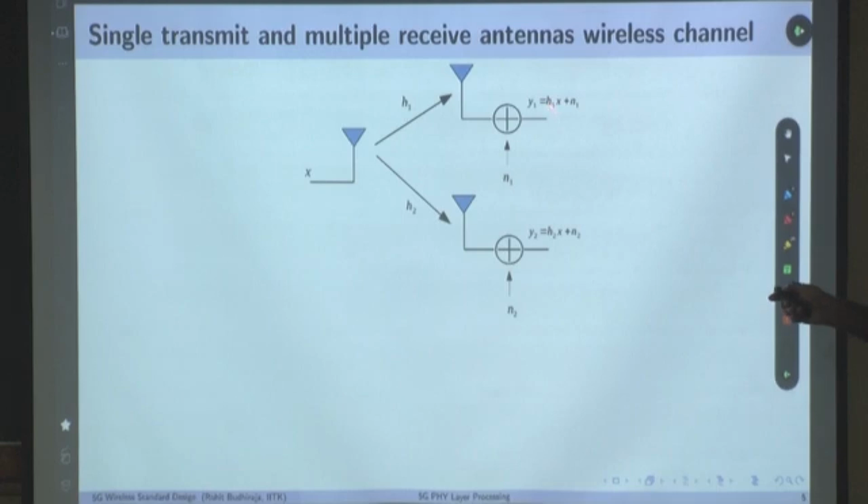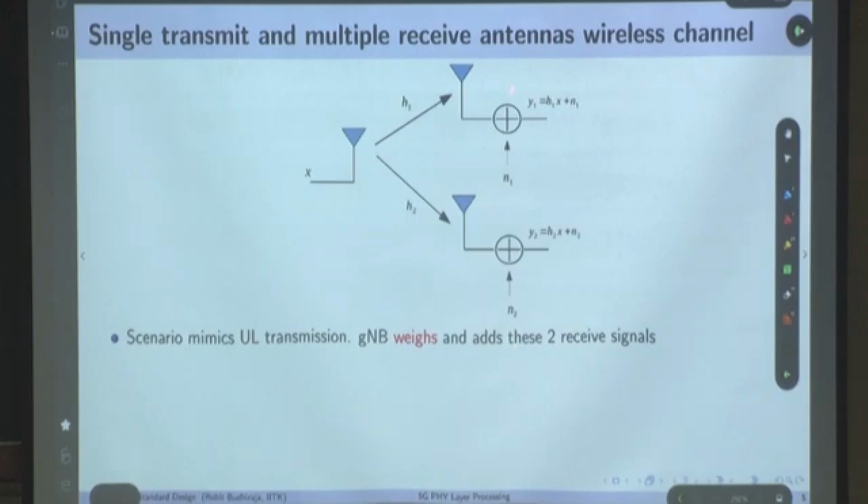Signal received here will be y1, it will be h1x plus n1. So you have 2 copies of the signal in which x is contained. Both of them are noisy. n1 and n2 are independent noise, and h1 and h2 are also independent. Different channels. Consider this uplink transmission wherein the mobile has a single antenna and the base station has 2 antennas.